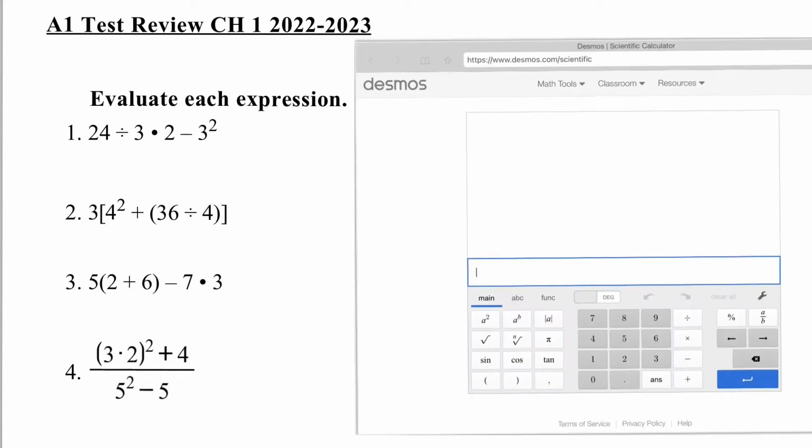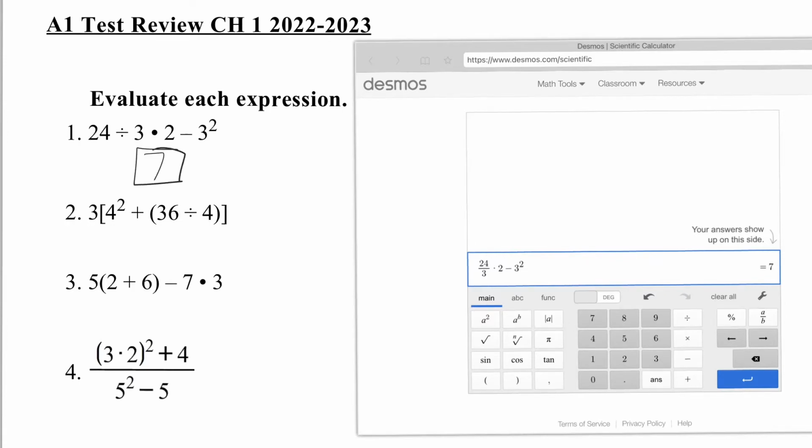So when you guys use the calculator, just make sure that you check and understand what is the expression. So I'm just going to put the expression in the calculator. I'm going to have 24 divided by 3. Now the scientific calculator for decimals, it will make a fraction, so make sure you guys move the cursor to the right side of the fraction to put everything else. You multiply by 2 and then you guys subtract by 3 and it has a square. So the answer is there. I'm just going to write down 7 for number 1.